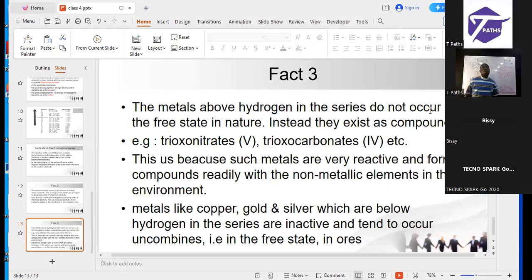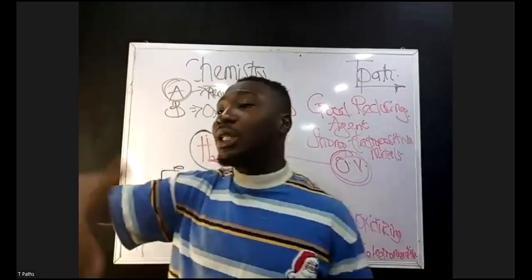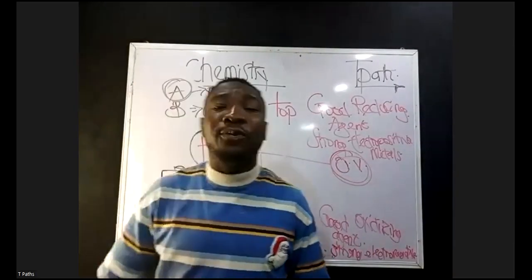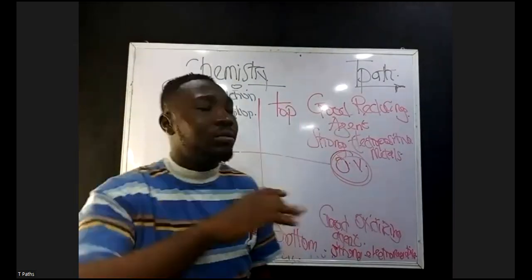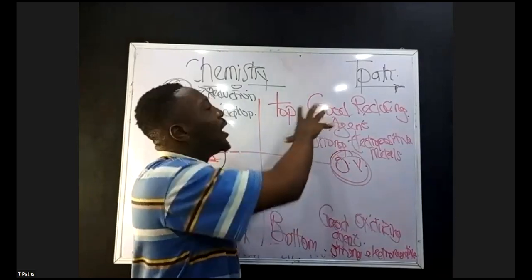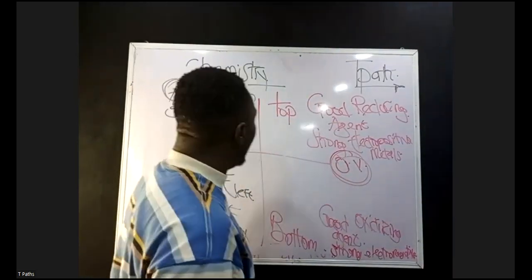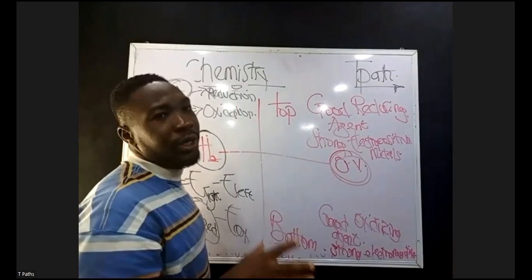For example, you see oxygen gas alone. You see hydrogen gas alone. You see nitrogen gas alone. Yes, that is true, they are free in nature. But the metals above hydrogen are not free in nature.